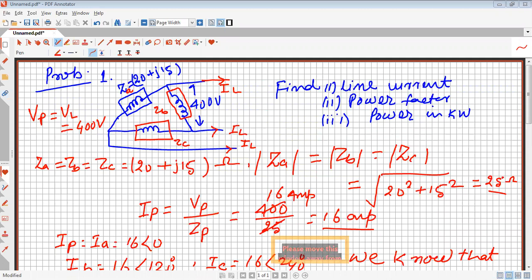So here we can see that the line voltage and phase voltage for delta connection both are same. For the delta connection, you can refer to the link of video 3 of this part.